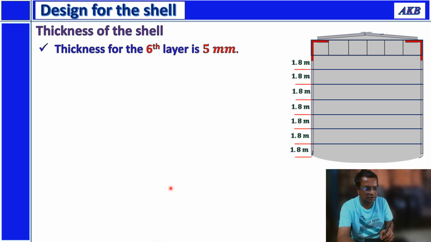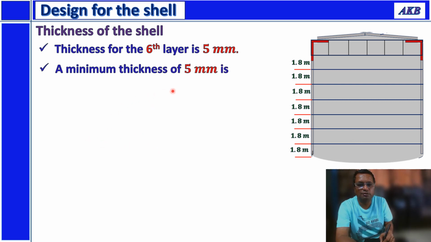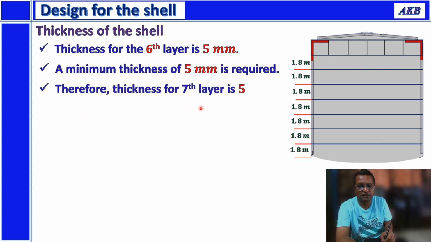Now the point is for storage vessels we need to have a minimum thickness of 5 mm, and if you go and check for the seventh layer you will come to know that thickness is going to come below 5 mm, and that is not desirable. So we need at least 5 mm thickness. Therefore we are going to conclude that thickness for the last layer will be 5 mm. That means for the last two layers, layer number 6 and layer number 7, it will be 5 mm, because at least 5 mm thickness should be provided to the tank.